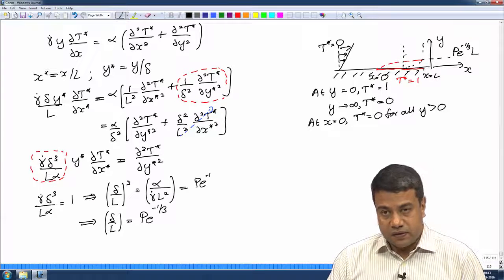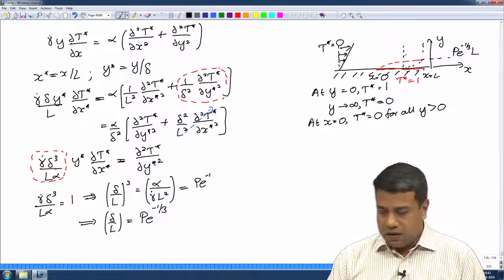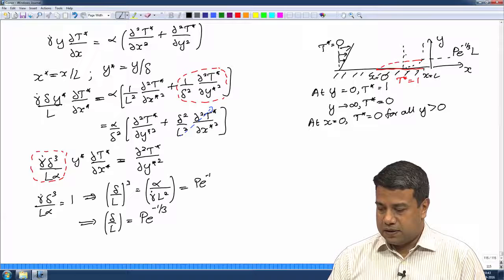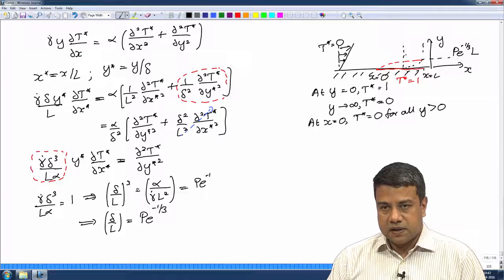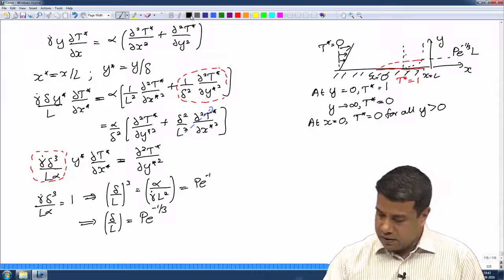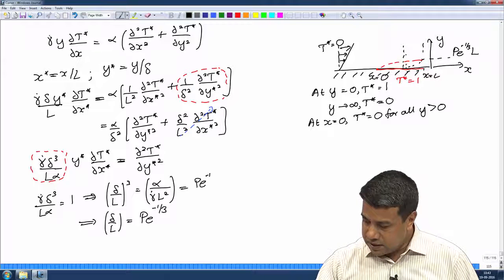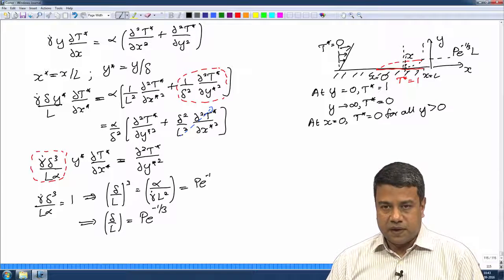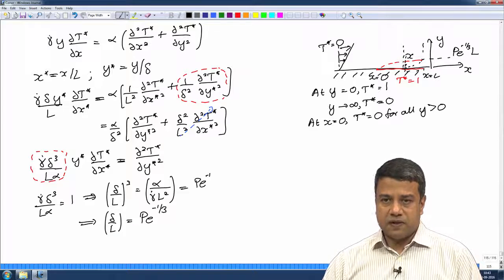It has not yet given us a solution for the problem. You can get a solution using a similarity transform technique, and the physical justification is as follows. At any given location x, we are making a balance between streamwise convection and cross stream diffusion.